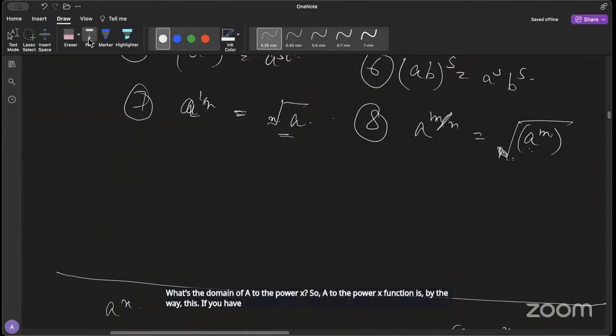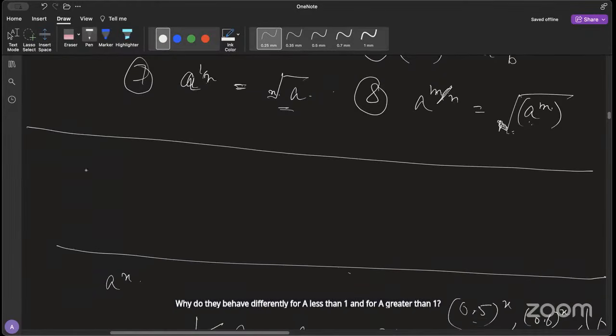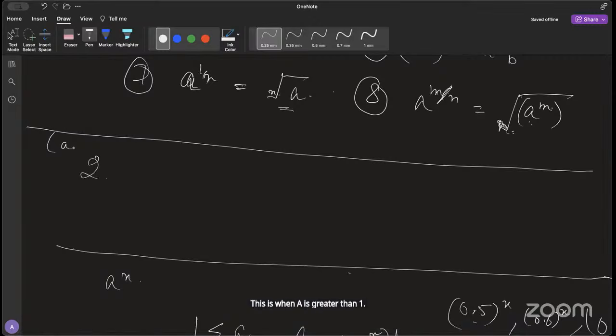Why do they behave differently for a less than 1 and for a greater than 1? Let's say you have 2 here. This is when a is greater than 1. Just 1 second.